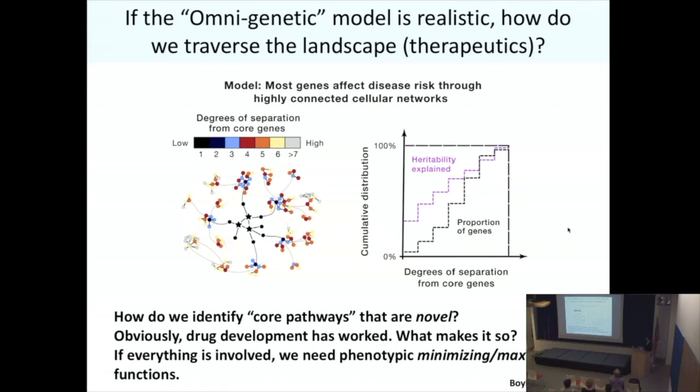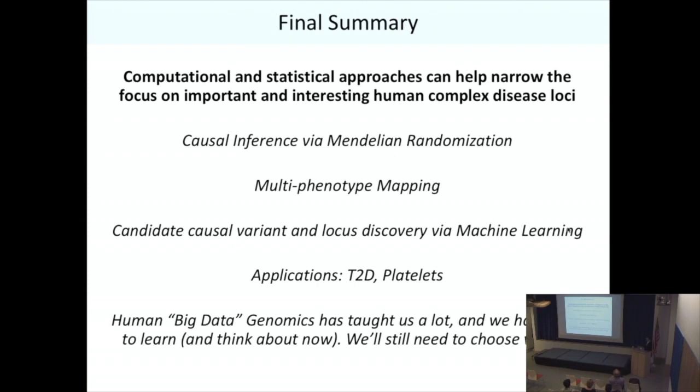Okay, so with that, let me just summarize. Hopefully what I've convinced you of again is this key idea that computational and statistical approaches using human genetics data can help pinpoint biology that's interesting to study. I told you about tricks with causal inference, phenotypic mapping methods that triangulate not just one but multiple traits, and that you can optimize locus and causal variant discovery and follow-up using machine learning tricks. That works for type 2 diabetes and platelets, and we're going to prove that functionally, hopefully.